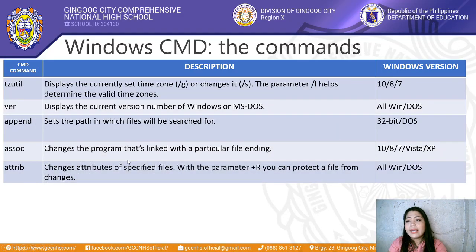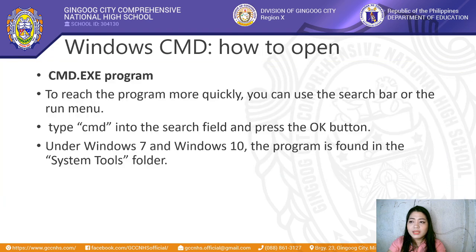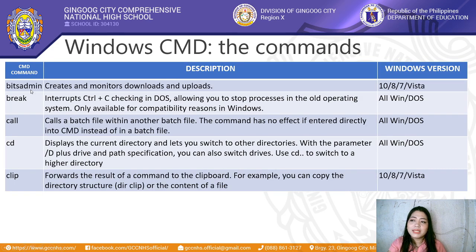Okay, so again, there are lots of commands available in Windows command prompt. So, we have here bitsadmin. It creates and monitors downloads and uploads. We have break, which interrupts Ctrl+C checking in DOS, allowing it to stop processes in the old operating system. Only available for compatibility reasons in Windows. So we have call, which calls a batch file within another batch file. The command has no effect if entered directly into CMD instead of in a batch file.